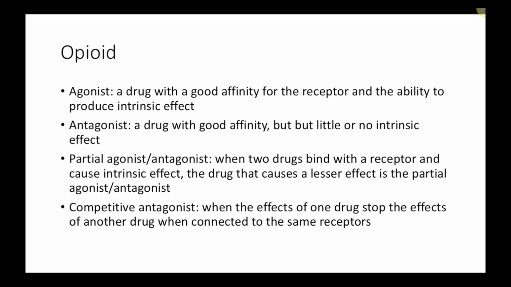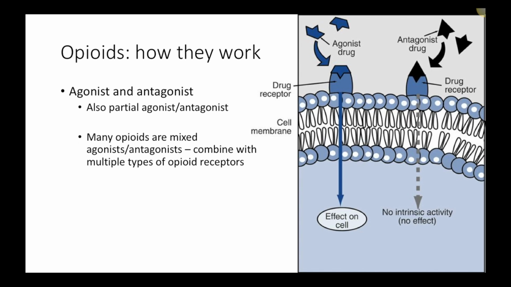Then we have partial agonist-antagonists: when two drugs bind with a receptor and cause intrinsic effect, the drug that causes a lesser effect is the partial agonist-antagonist. What they can do is actually bump out a full agonist, bump out their effects to create their own limited effects. That's essentially the next one, which is a competitive antagonist, when the effects of one drug stop the effects of another drug when connected to the same receptors. And don't worry, we'll go through examples of each of these.